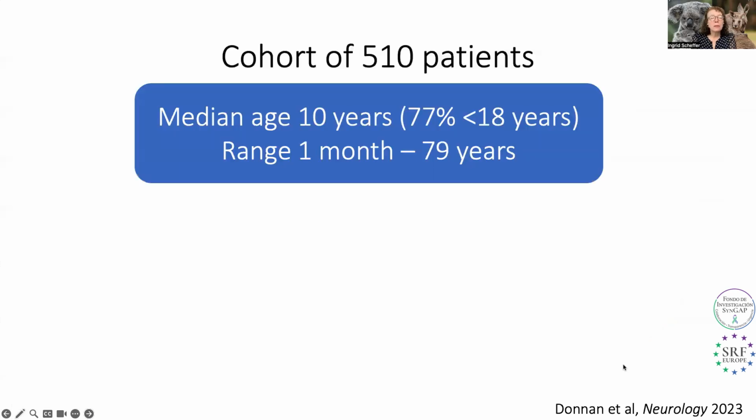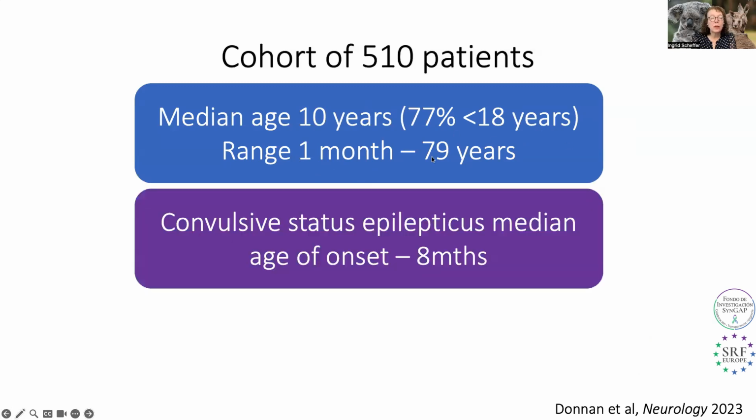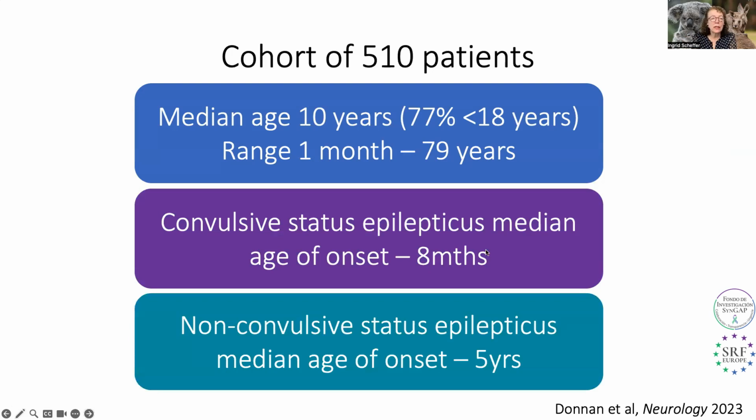And what we found was the median age at study of the cohort was 10 years, but notably almost 80% was still under 18 years, the age that we define as childhood and adolescence. And the range, though, was as broad as 1 month of age to 79 years of age. We found that the median onset of convulsive status epilepticus, where the child seizes for 30 minutes, was 8 months. This is partly skewed by the fact we have so many Dravet children in the study.